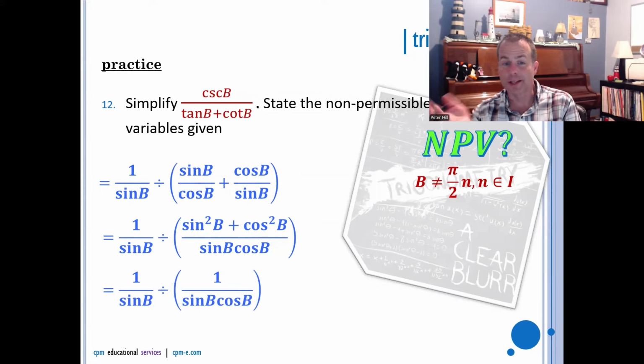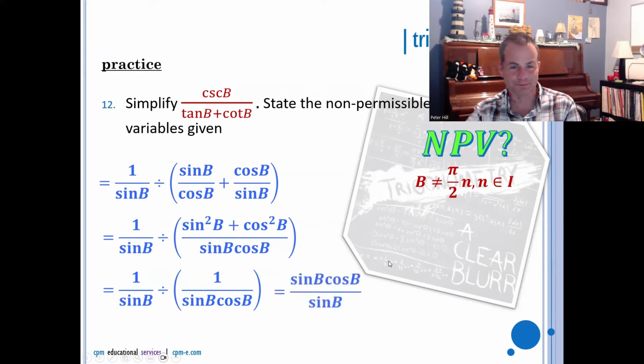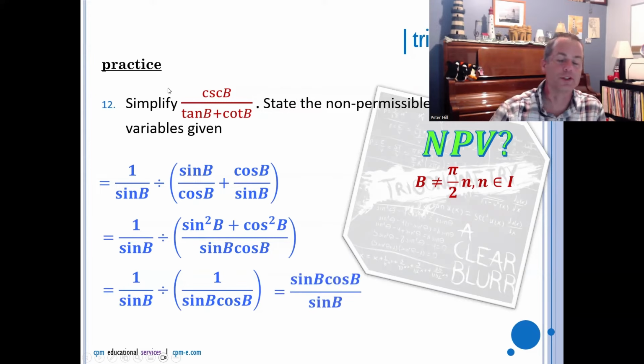Now, even in my slide, I didn't do that. First of all, I just changed my sine squared plus cos squared to be 1. Now I'm going to flip it. So when I flip it, I end up with sine b times cos b, all over sine b. And then my sine b's will divide out, and I'm left with cos b. Okay?